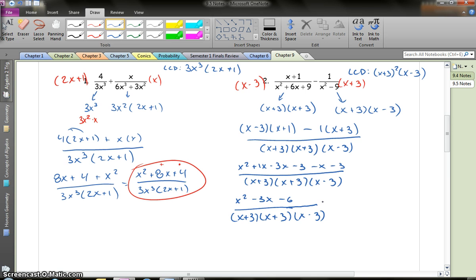Alright, again, take a look at your numerator. Can it be factored? Two numbers that multiply to negative 6 and add to negative 3. Well, that won't happen with 2 or 3 or 6 and 1, so that is your solution. I would simplify it a little to say this.